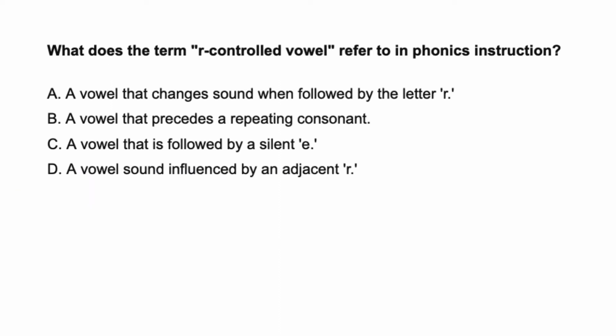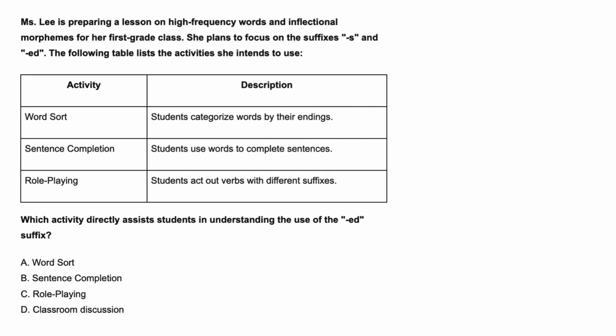Moving on, what does the term R-controlled vowel refer to in phonics instruction? Correct answer, D. An R-controlled vowel refers to a vowel whose sound is influenced by the following R, changing its pronunciation, such as in car.